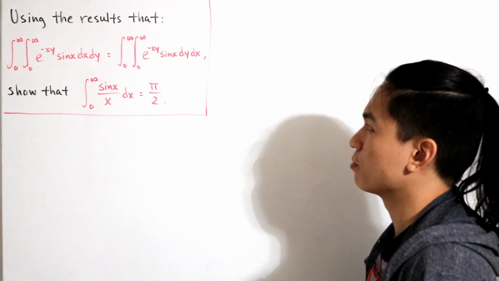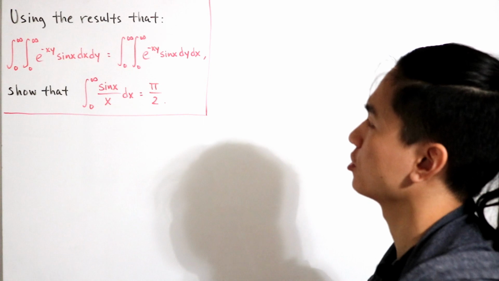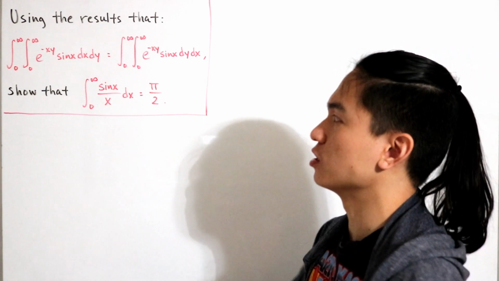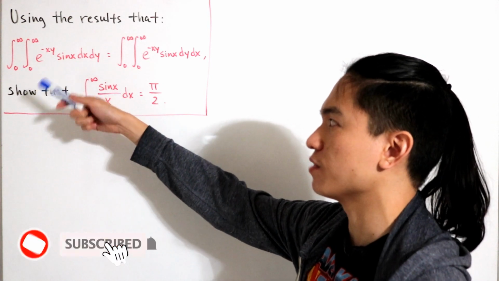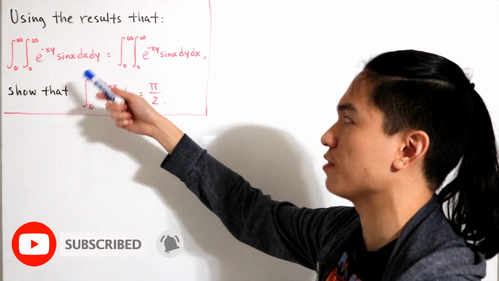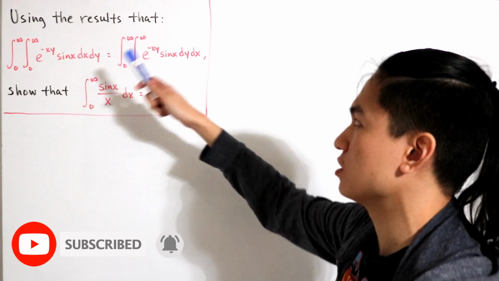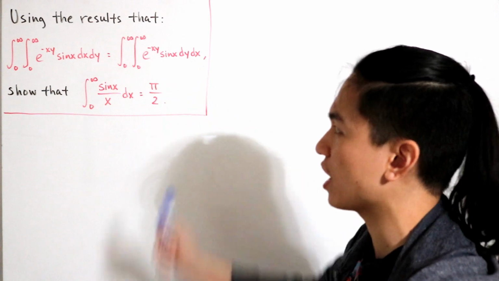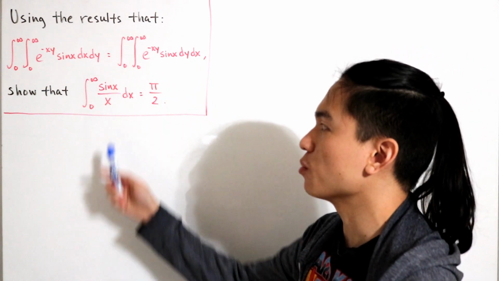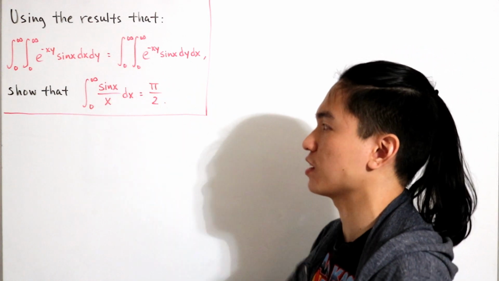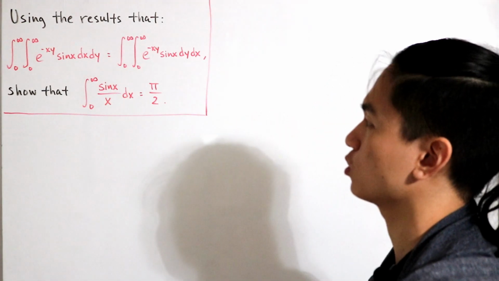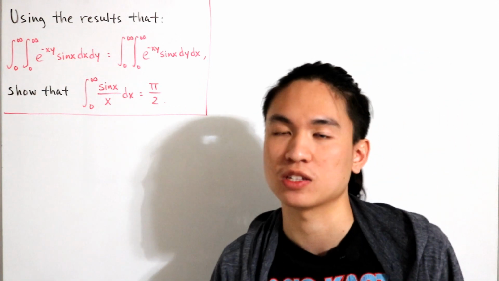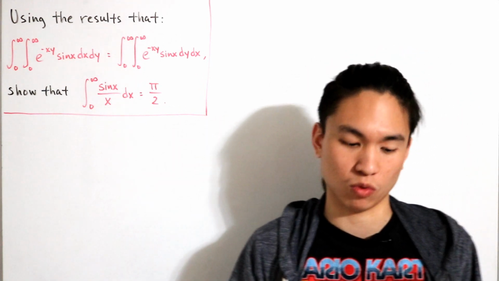So here today we have the following verification that we want to show. If we're given the result that the double integral of e to the negative x times y times sine of x dx dy is equal to the same thing, except the order of integration is different, so dy dx, we want to show that the improper integral from 0 to infinity of sine of x over x dx is equal to pi over 2. And this evaluation has a special name. This is actually known as the Dirichlet Integral.